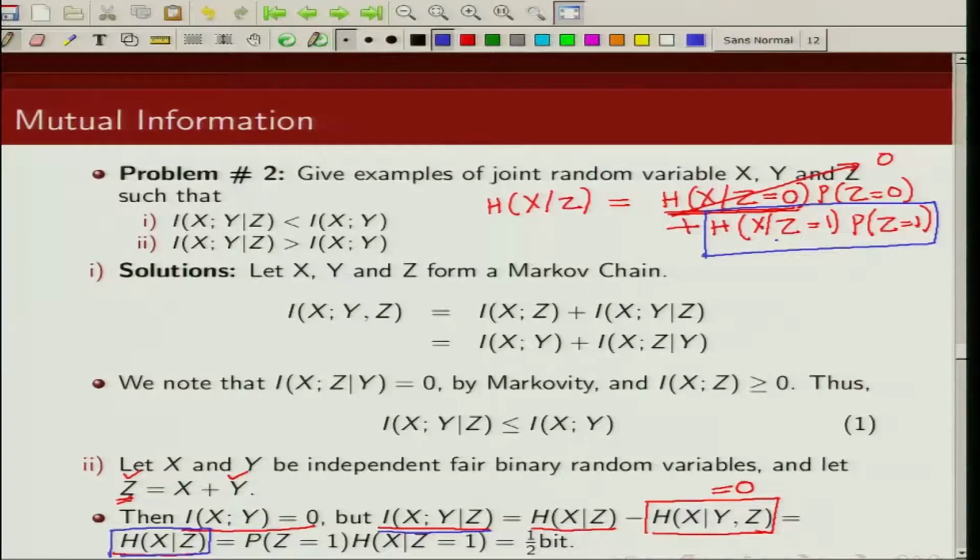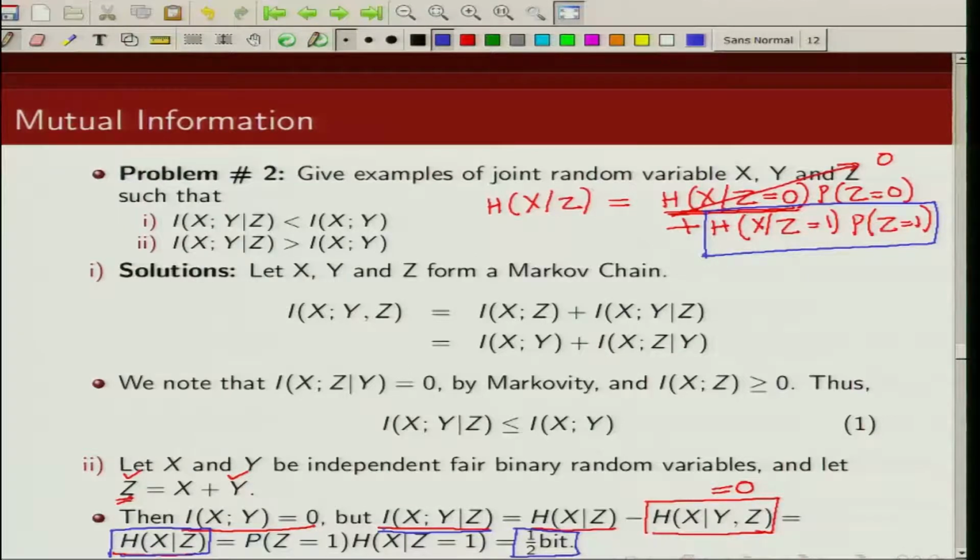Now what is the uncertainty in x given z is 1? When z is 1, x could be 0 and y could be 1, or x could be 1 and y could be 0. So the probability of z equal to 1: z could take value 0 and 1 with equal probability. So then the uncertainty in x given z equal to 1 is h of half, which is 1, multiplied by the probability of z equal to 1, and this would give us 0.5.